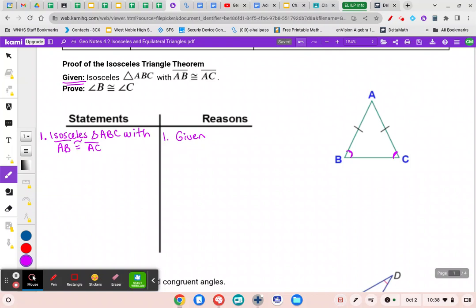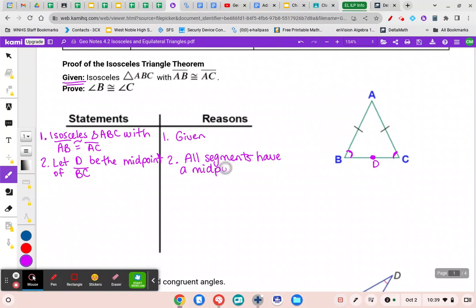Now, it's going to be a little weird. I'm going to come up with some random stuff, but I promise it is necessary. So we are going to make a new point. We're going to call it D. And we're going to say let D be the midpoint of segment BC. So we're going to make a new point here, and we're going to call it D. It's going to be the midpoint. So our reason here is that all segments have a midpoint. That's just something that's true.